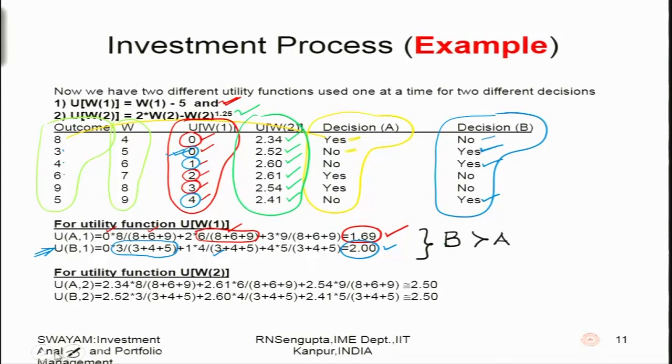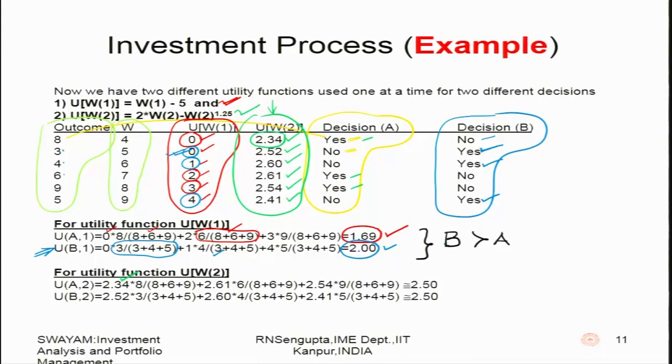So, the values are, I will be utilizing the column which is marked in green color, because that corresponds to utility function 2. And for decision A, we have seen yes for the first case, yes for the fourth case, and yes for the fifth case. So, what are these? Yes is 2.34 utility, based on the fact that your outcome is 8 and wealth is 4. So, the utility has been calculated by the concept 2 into 4 minus 4 to the power 1.25. So, that value comes out to be 2.34, for which I put up a tick mark.